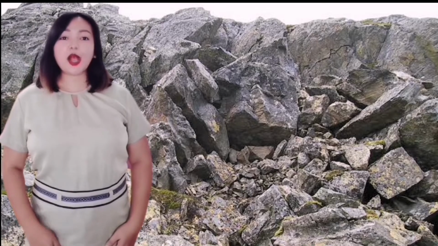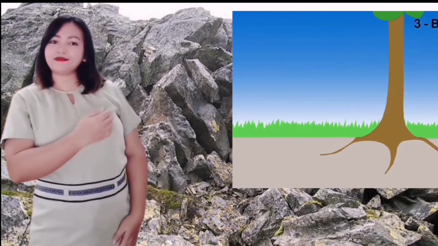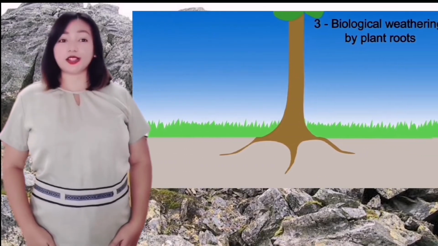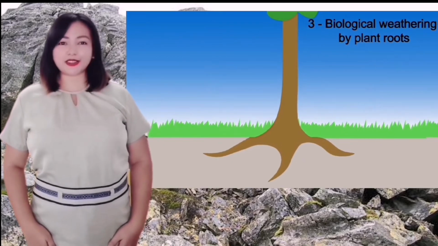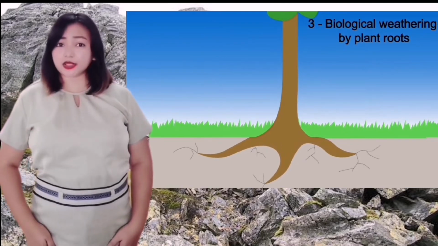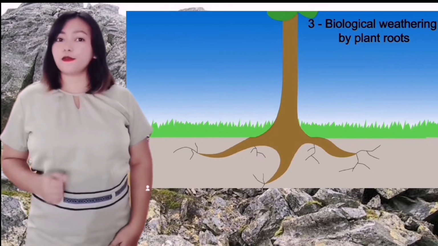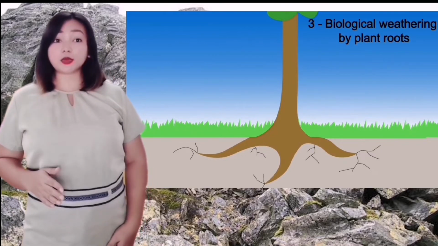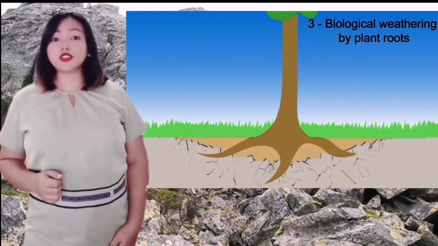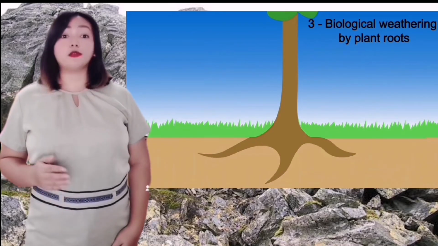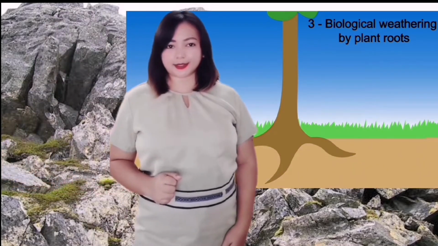Next is biological weathering. This weathering is caused by plants and animals. Plants and animals release acid-forming chemicals that cause weathering and also contribute to the breaking down of rocks and landforms.